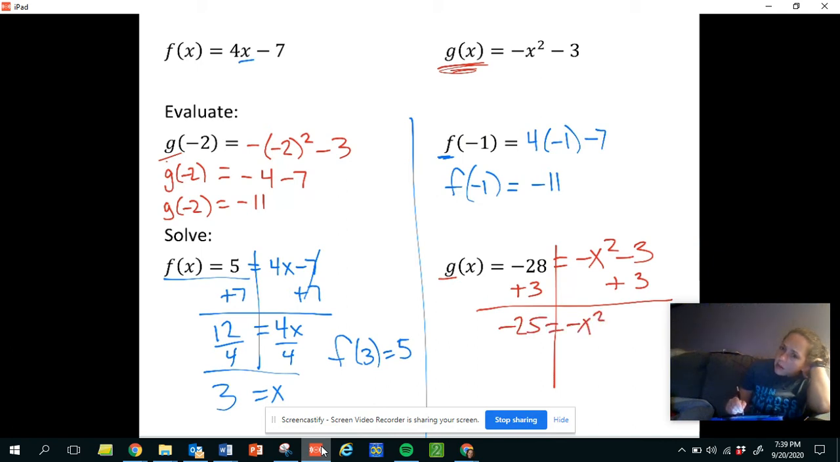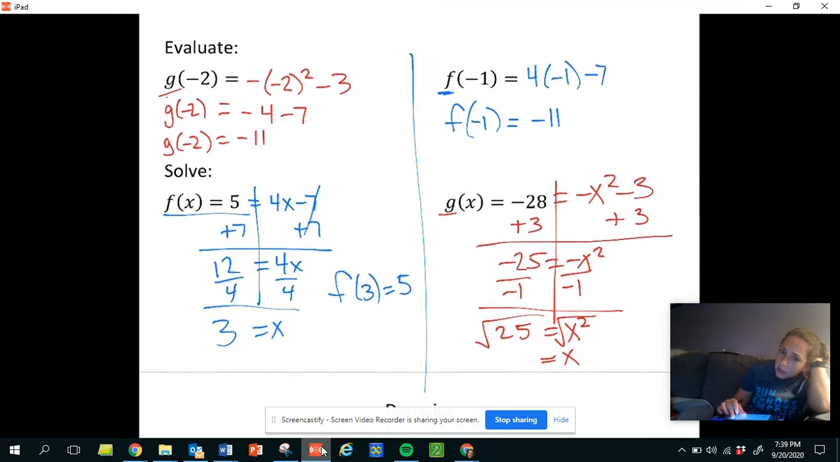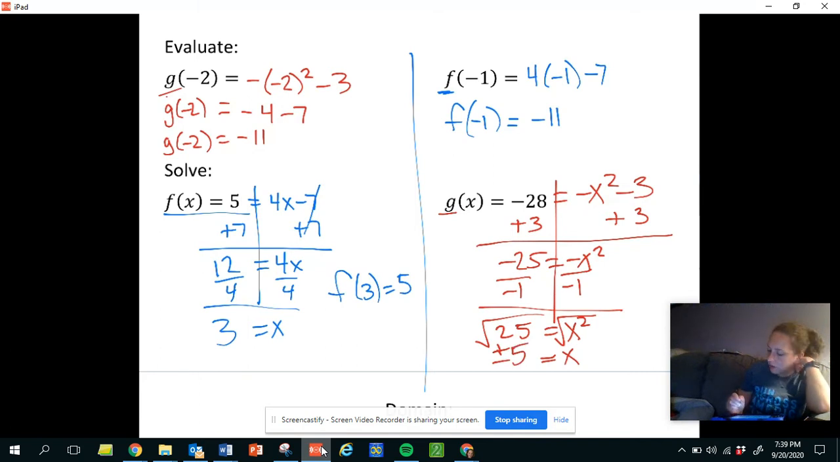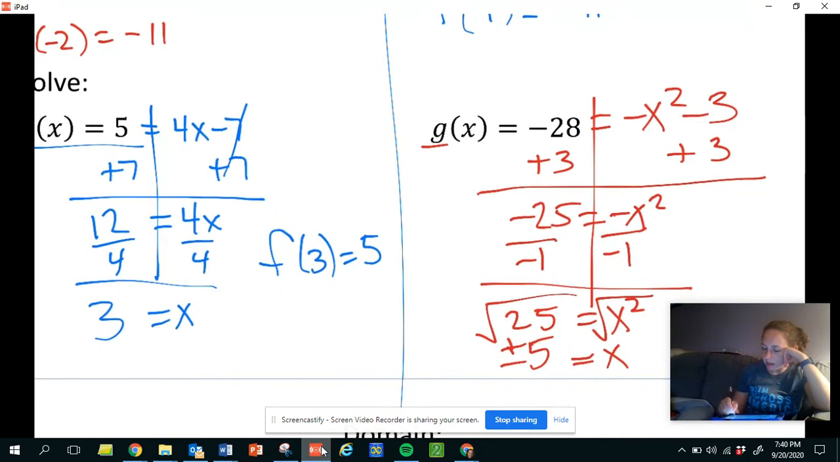Whenever you have a negative in front of a variable, it's essentially like having a -1. So I'm going to divide by -1 on both sides. And I will get x squared equals 25. When I take the square root of that, I'm going to get plus or minus 5. Because whether I squared positive 5 or -5, I would still get 25. So that means whether I plugged in +5 or -5, I would still get -28.